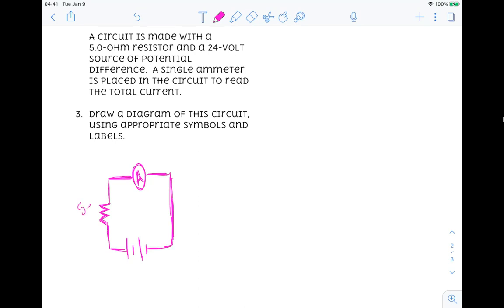We do have a 5 ohm resistor. They tell us to label what we have. Labeling means the numbers, not labeling that you have a resistor. We know it's a resistor just by looking at the picture, as well as a 24 volt battery.